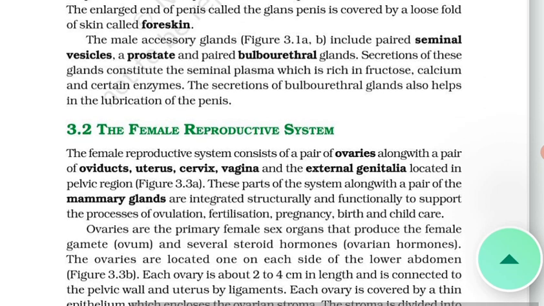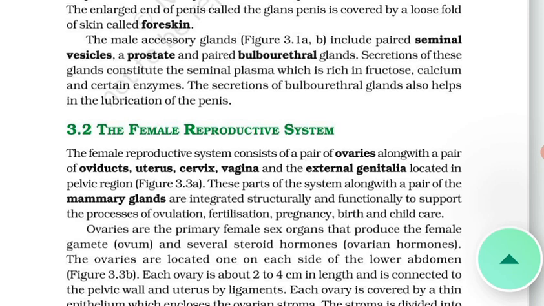The male accessory glands include paired seminal vesicle, a prostate and a paired bulbourethral gland. Paired जो है, एक तो seminal vesicle है और bulbourethral gland, both are paired, and a prostate. The male accessory glands include paired seminal vesicles, a prostate and a paired bulbourethral gland.